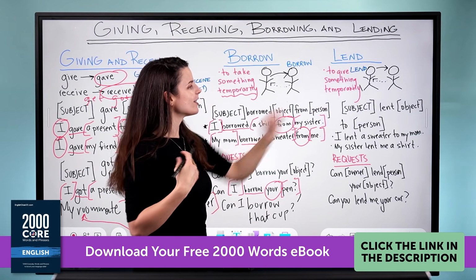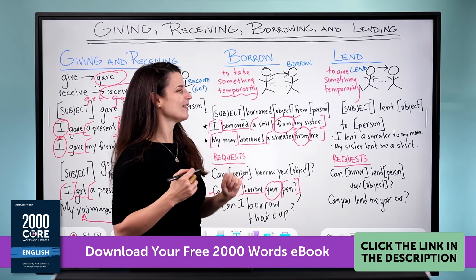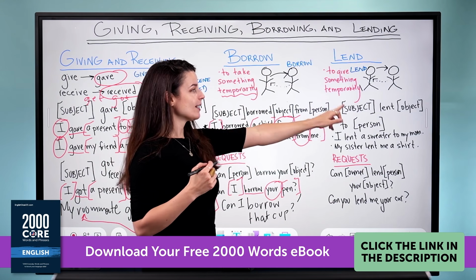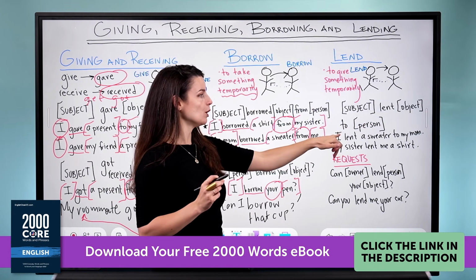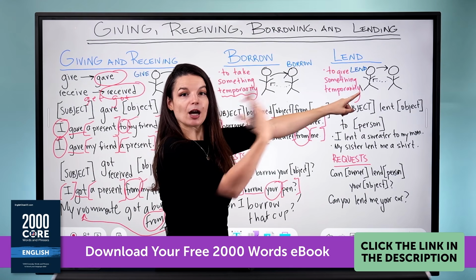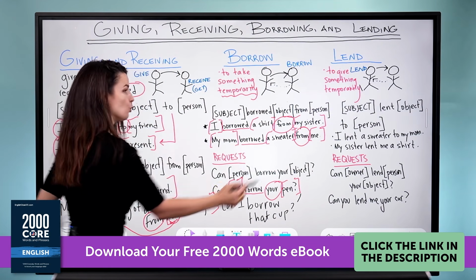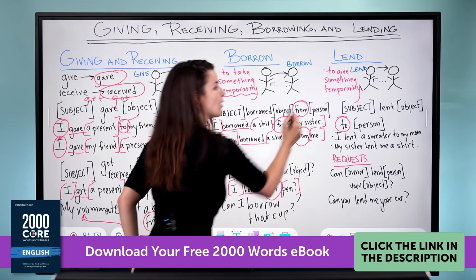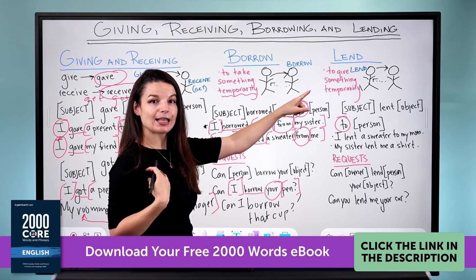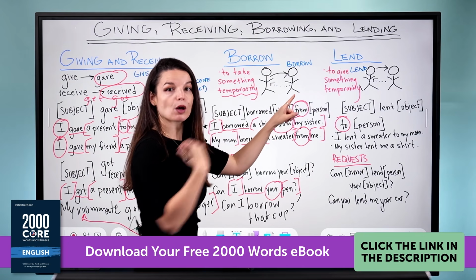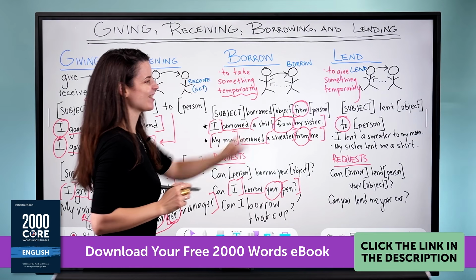Okay? So let's look at the subject of the sentence pattern here. Very similar to this one, but some very important differences. Subject, past tense, lent, object, to, person. Very important point here is the preposition to. Notice we used from with borrow, right? So I received from, but I lend to someone. It goes away from me. Away. To.